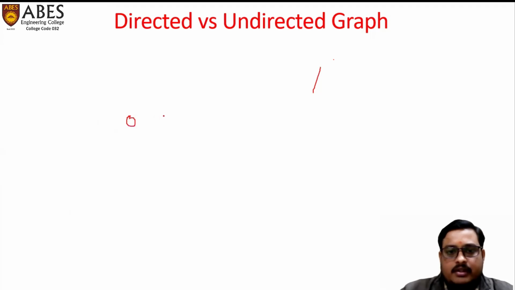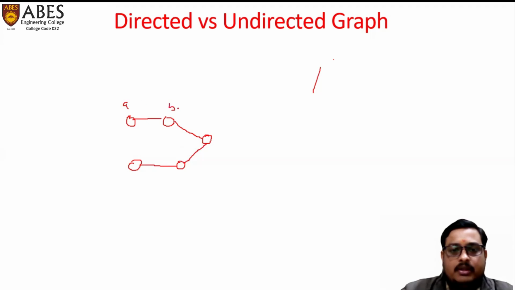Here we have vertices. Let's label these vertices A, B, C, D, and E. If you want to move from A to D, there is a path: A to B, B to C, C to D. We can reach. If we want to move from B to C, we have a path. If we want to move from C to B, we have a path via E. It means we have at least one path from every vertex to every other vertex. So this is called a connected graph.